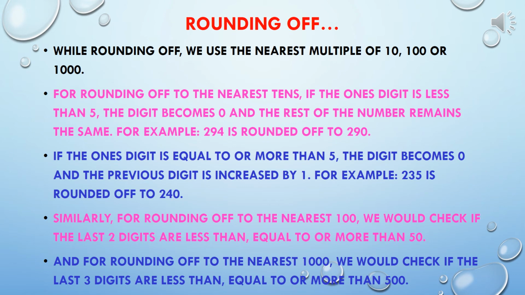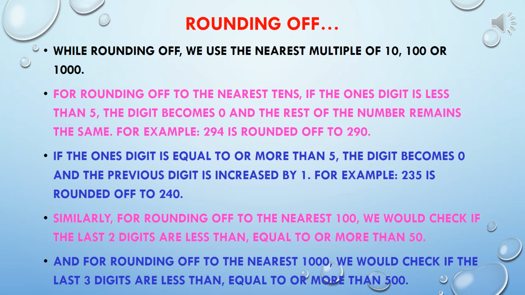Now let us talk about rounding off. While rounding off, we use the nearest multiple of 10, 100 or 1000. For rounding off to the nearest tens, if the ones digit is less than 5, the digit becomes 0 and the rest of the number remains the same or does not change. For example, 294. Check out what is the last digit? The last digit is 4, which is less than 5. So it will become 0 and 29 will remain as it is. So 294 is rounded off to 290.